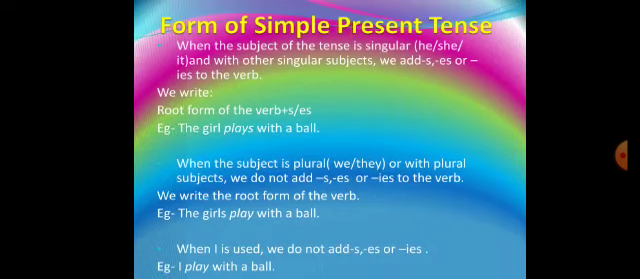Now, when I is used, we do not add s, es or ies. We do not use s or es or ies when we are using I as the subject of the sentence. For example, I play with a ball. I go to school every day. I like to eat ice cream. So we do not add anything. We just use the root form.